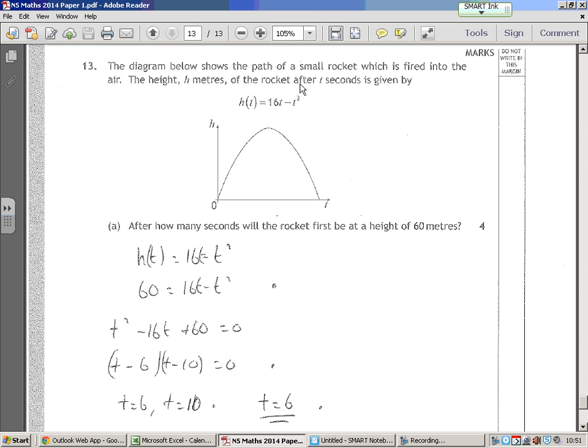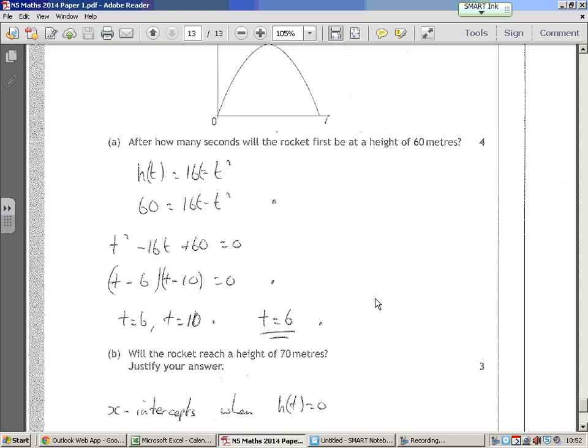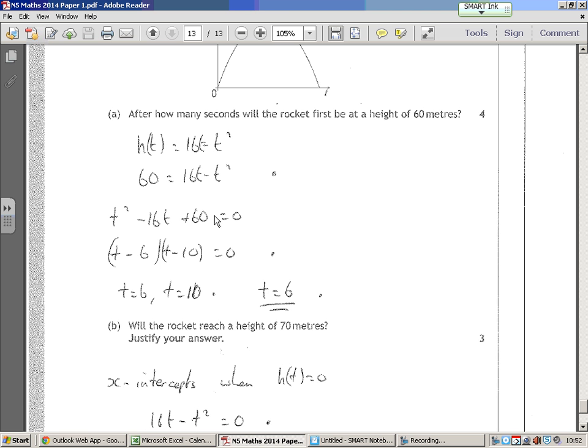The height h of the rocket after t seconds is given by this formula. So if we know the height 60, substitute 60 into there. And after that, collect everything over to the left-hand side to let it equal 0. I've moved the negative t squared across to here to make it positive, because I know when I'm going to solve something like this, it's going to be a double bracket question.